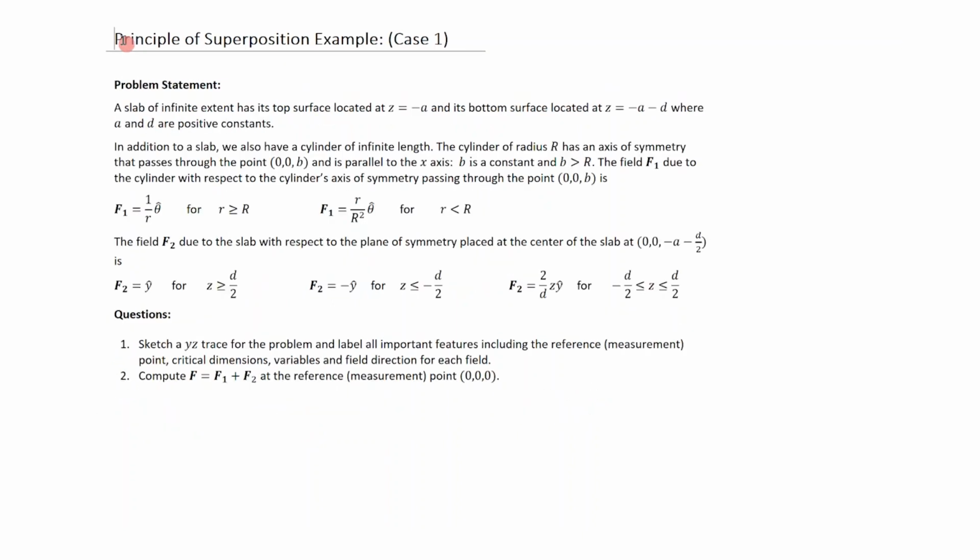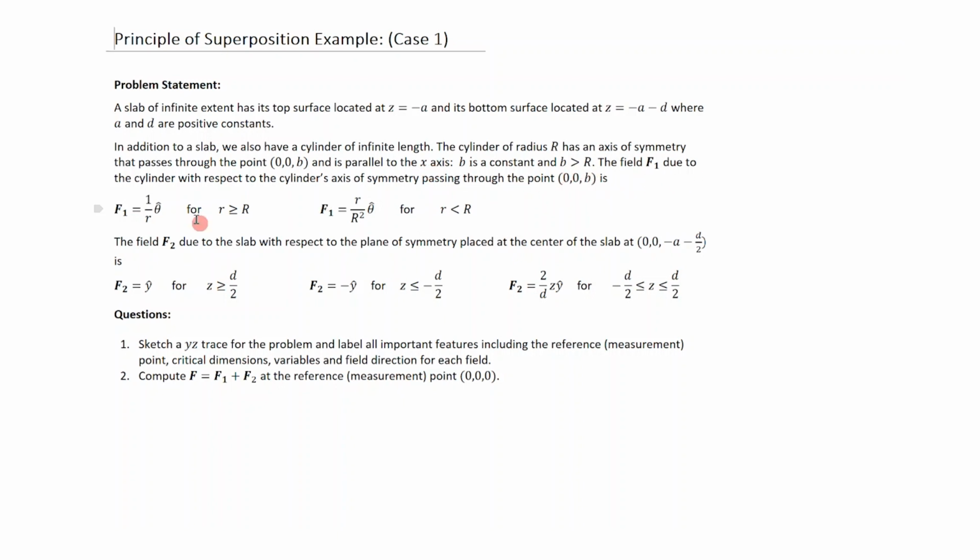All right, so let's do case 1, an example. The problem statement shown here is: a slab of infinite extent has its top surface located at z equals minus a and a bottom at z equals minus a minus d. A and d are positive coefficients. In addition to the slab, we have a cylinder of infinite length, and the cylinder of radius r has an axis of symmetry that passes through the point 0, 0, b and is parallel to the x-axis. B is a constant, b is greater than r.